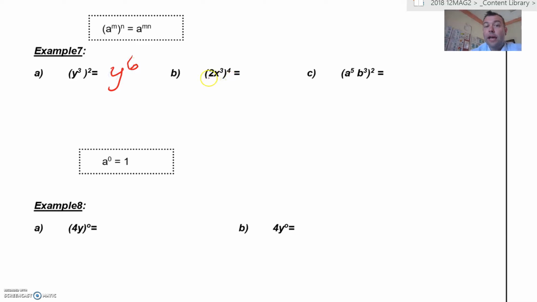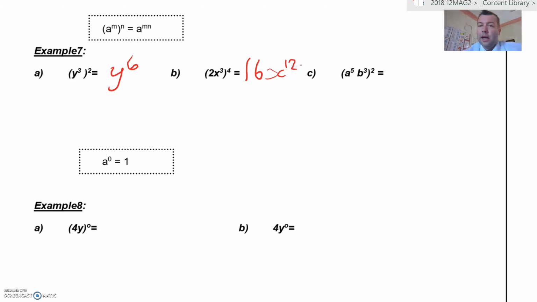Now over here, I have a coefficient inside the brackets. So that means I have 2 to the power of 4, and I have x cubed to the power of 4. 2 to the power of 4: 2, 4, 8, 16. So my coefficient is 16. But x cubed to the power of 4, I multiply those parts. 3 times 4 is 12. So 16x to the power of 12.